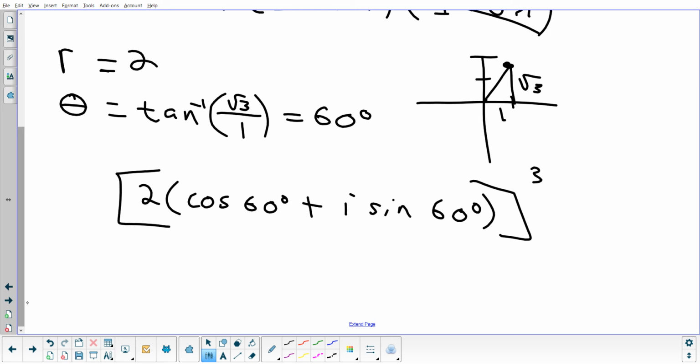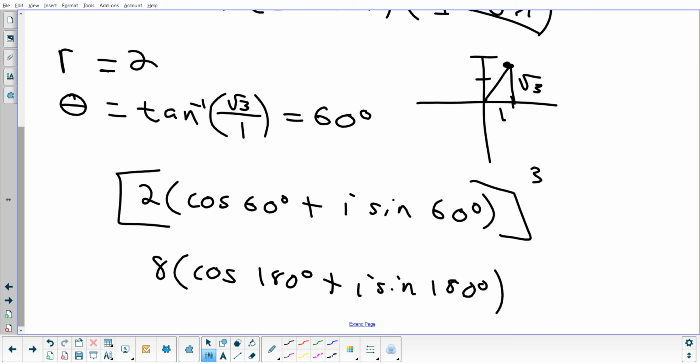Yeah, 8. It's going to be 2 cubed cosine. And what's my angle going to be when I raise that to the third power? Sean? 180. And that is the final answer in trig form.